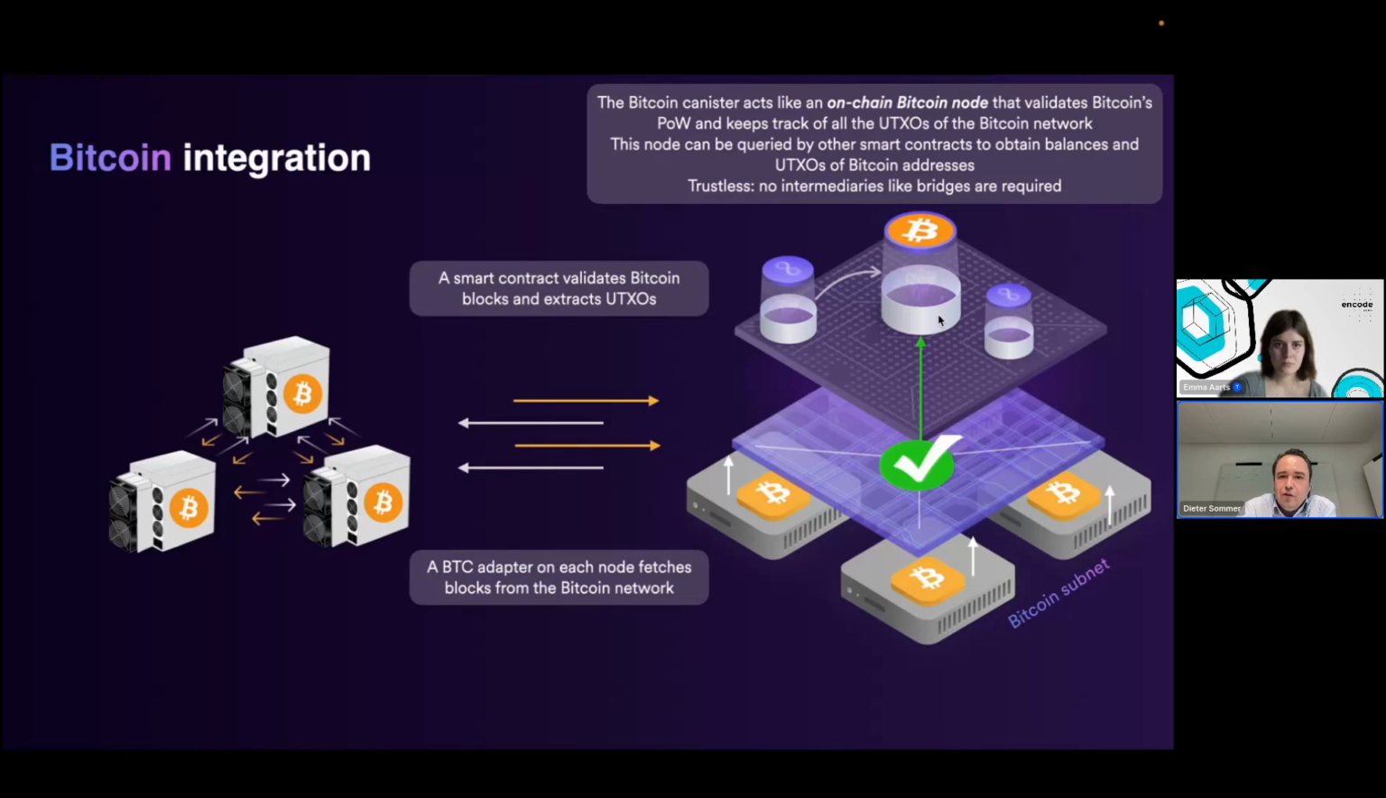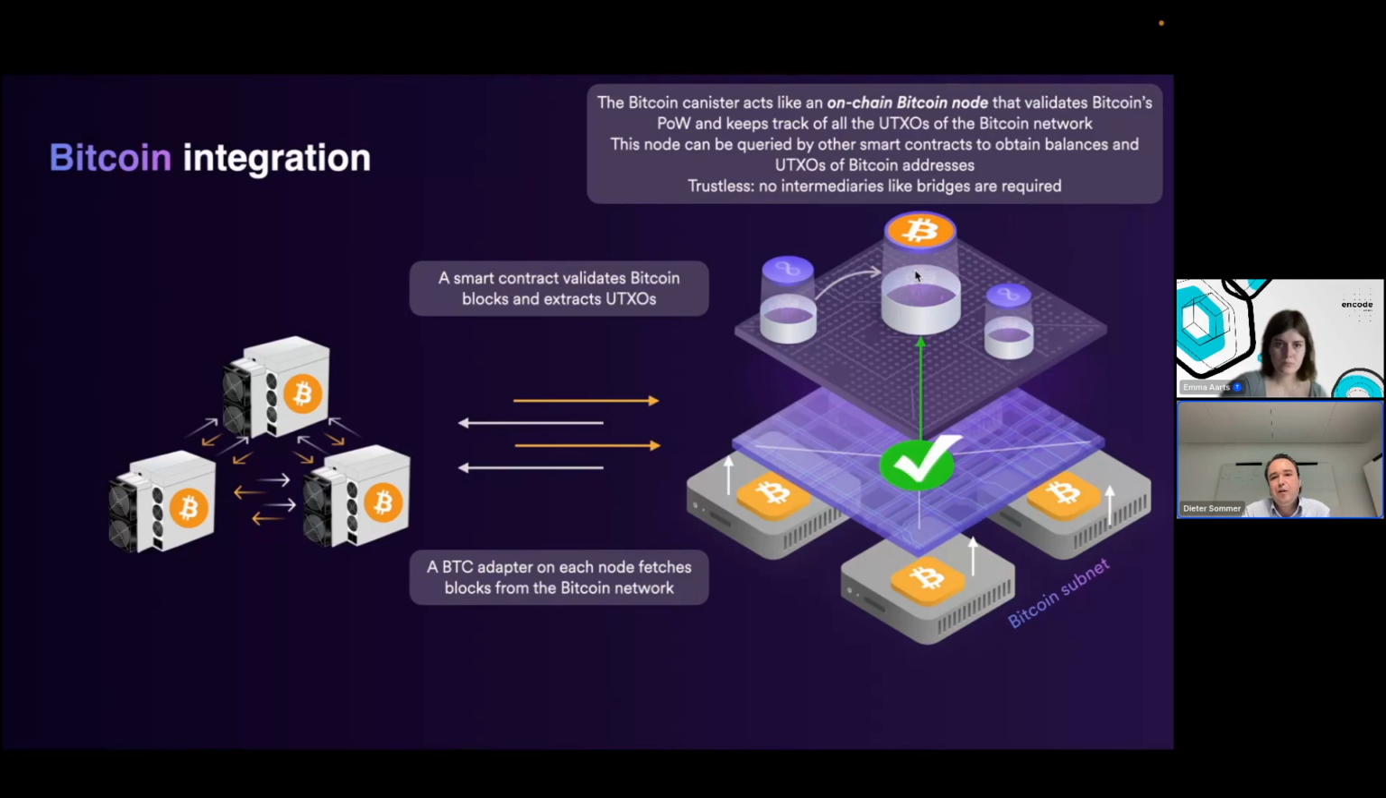the UTXOs, so the unspent transaction outputs of the Bitcoin network, are analyzed, and effectively the spent UTXOs are removed from the state, and the newly created UTXOs are added to the state of the Bitcoin canister. And essentially, the Bitcoin canister just tracks the set of UTXOs that's valid at a given Bitcoin block.